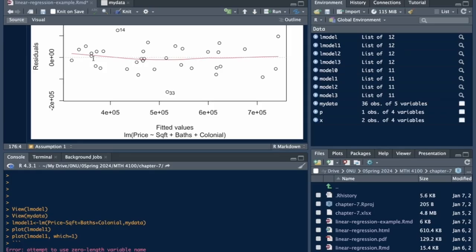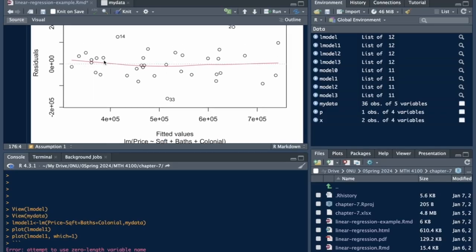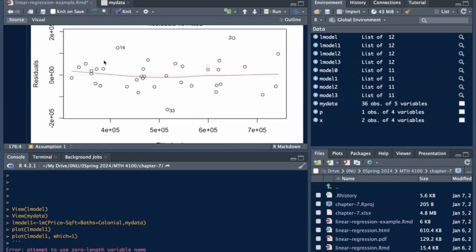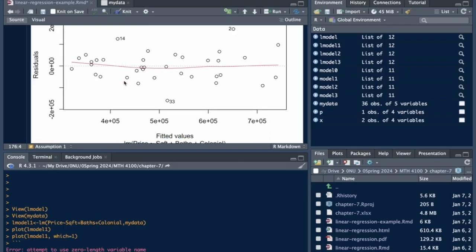So what we are expecting is to have random, scattered points just everywhere. We do not have a pattern. We don't have a funnel pattern. We don't have an increasing or decreasing pattern. We don't have a non-linear pattern.